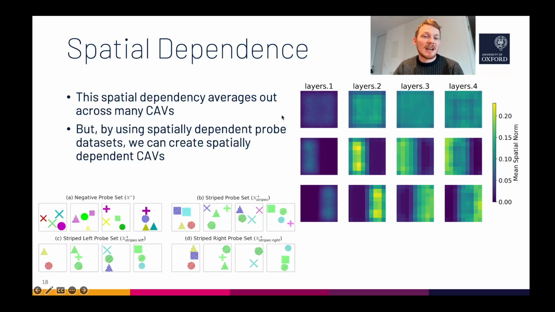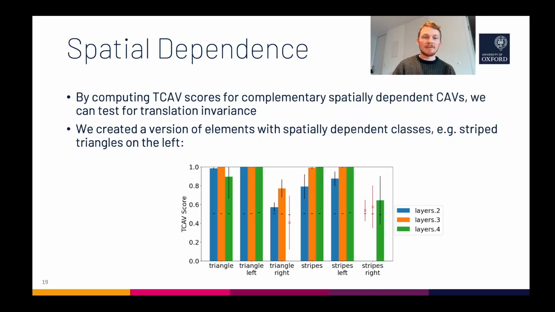But interestingly, we can actually intentionally create some spatially dependent CAVs by using spatially dependent probe datasets. So, for example, we use probe datasets where the striped objects only appeared on the left, and that allows us to create CAVs which only have norms on the left part of the activations. What this allows you to do is actually do tests for spatial dependence using TCAV.